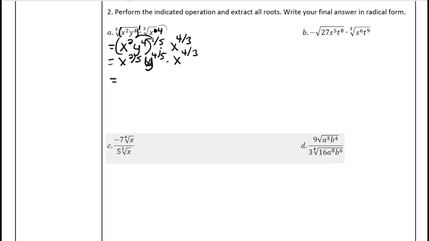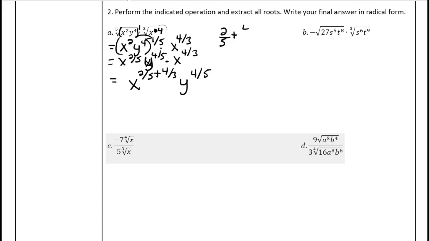Now we're going to combine the x's together. You see the 2/5 and the 4/3? Since we're multiplying those x's together, that means we add the exponents together. So it's going to be x to the 2/5 plus 4/3, and then of course we have the y to the 4/5 on the side. So we have to combine 2/5 and 4/3. I'm going to do that on the side here.